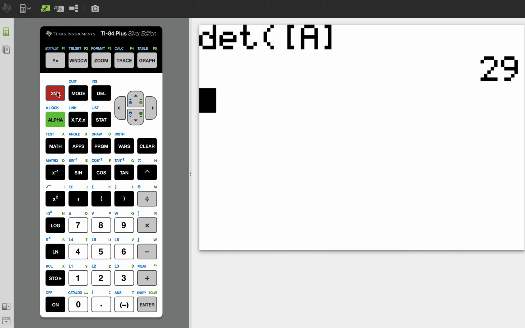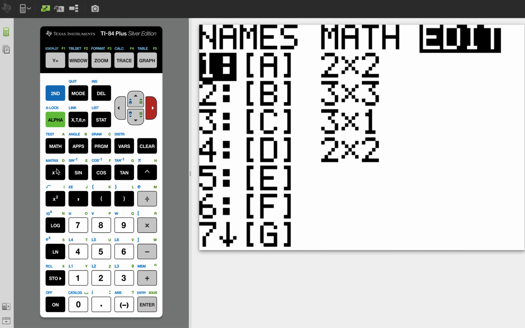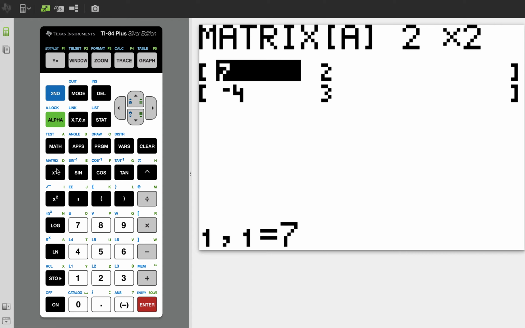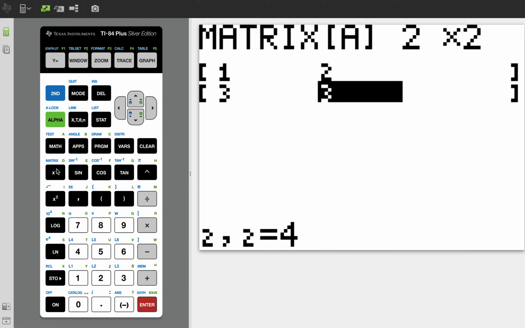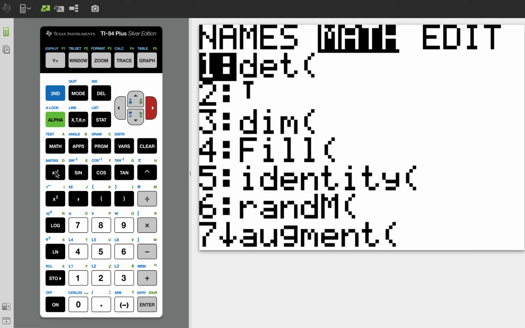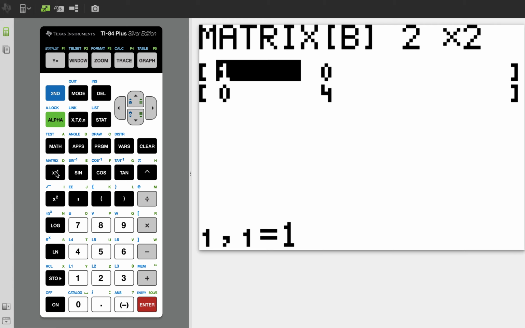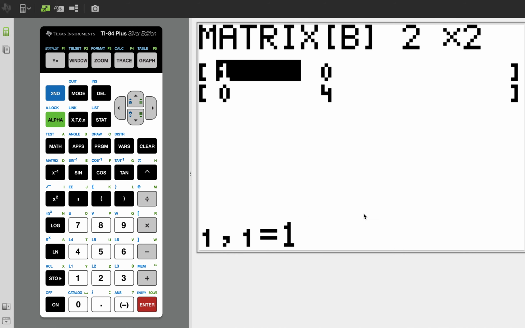So again, I need to go into my matrix menu, and I'm going to edit. Number 1, A is a 2 by 2. So I do a 1, a 2, a 3, and a 4. All right, so let's come back, and we're going to edit B this time, and turn that into a 2 by 2 matrix. And I'm going to put in my numbers here, a -2, a 1, 3 halves, and -1 half.